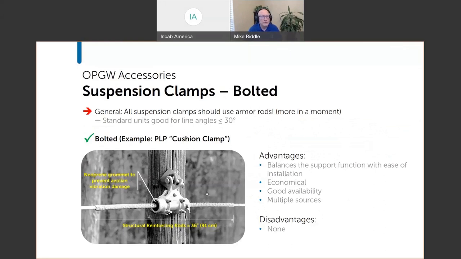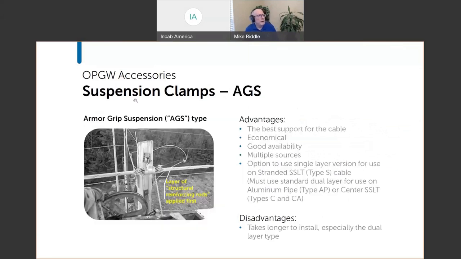This particular one is PLP's cushion clamp. There are other designs based on this concept, but they have a bolted housing. And they have some structural reinforcing rods, meaning armor rods. But they tend to be short, especially compared to the next type, which is AGS.